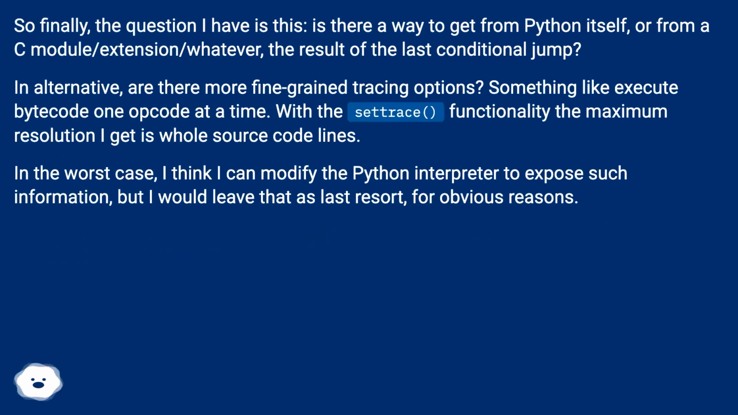So finally, the question I have is this: is there a way to get from Python itself, or from a C extension module, whatever, the result of the last conditional jump? Alternatively, are there more fine-grained tracing options? Something like execute bytecode one opcode at a time. With the settrace functionality, the maximum resolution I get is whole source code lines. In the worst case, I think I can modify the Python interpreter to expose such information, but I would leave that as a last resort, for obvious reasons.